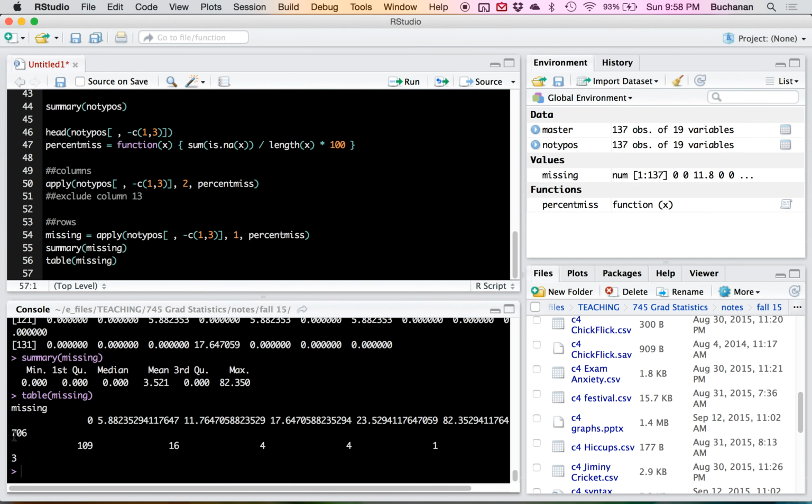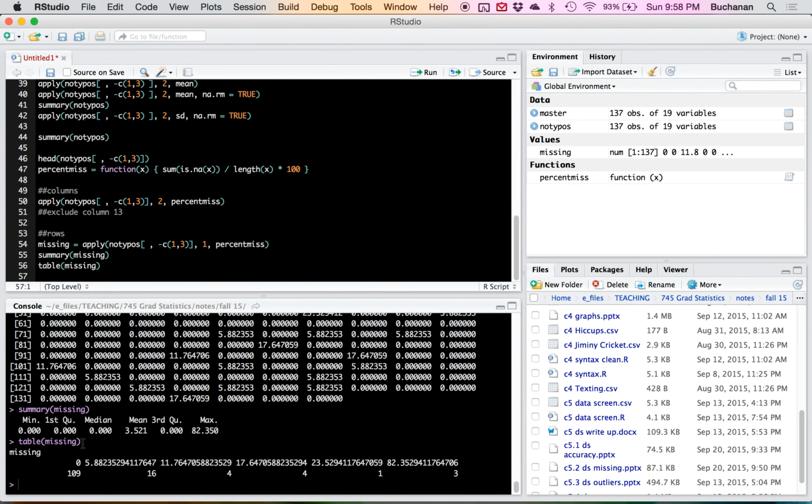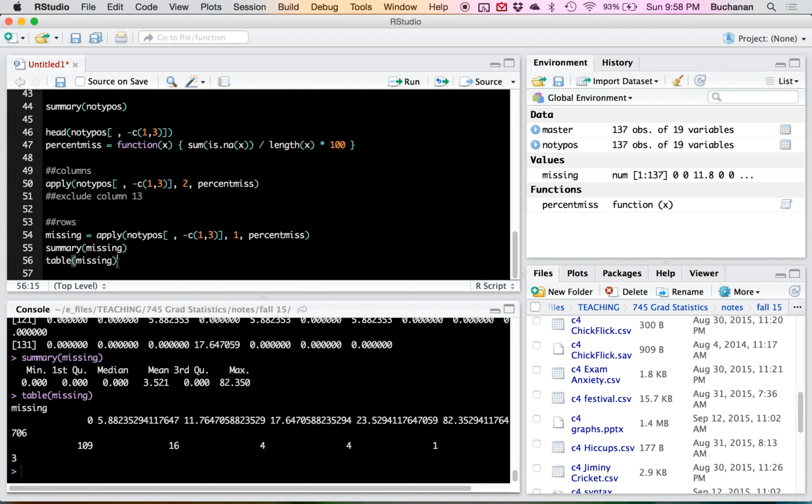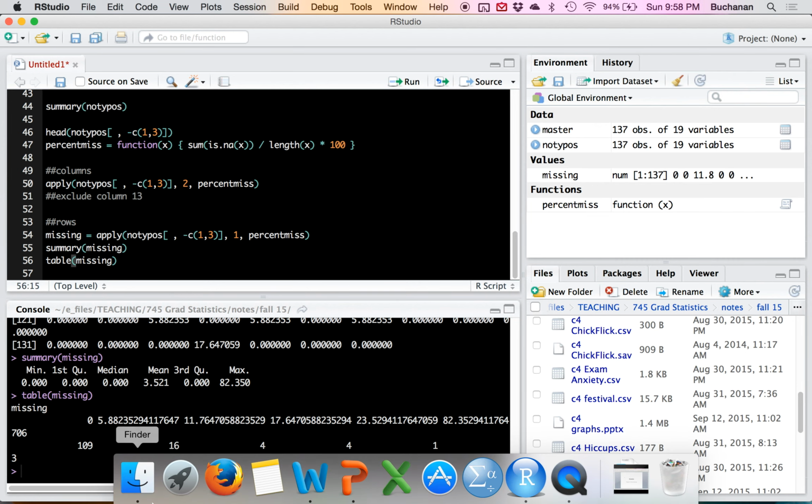That's a little better. So I have, scroll down here, 109 people with no missing data, 16 people with 5.88, 4 people with 11.76, 4 people with 17.64, etc. The table function may not be super useful to you if you have lots of different values. So if you have 200 columns, that might be a little crazy, but it works okay for me to see.